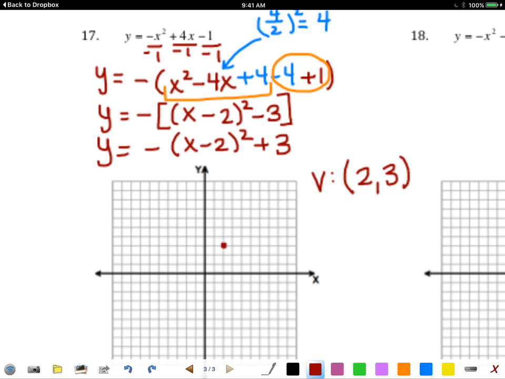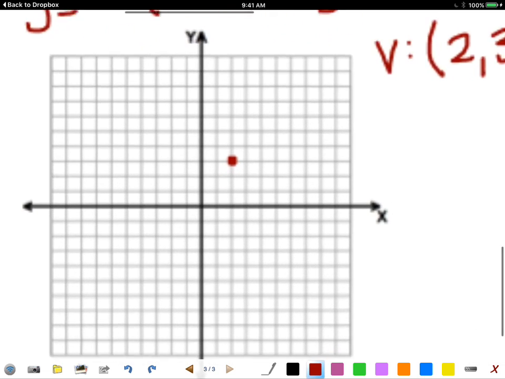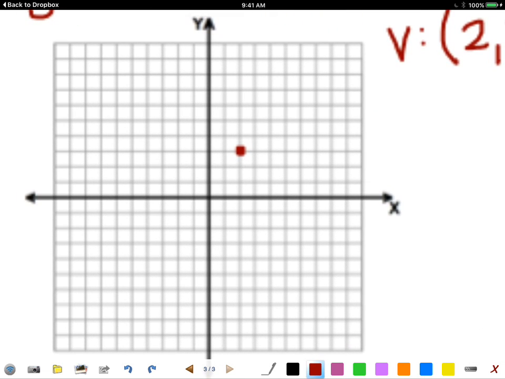Because of this negative out front, it means it's a sad face parabola. It's very sad. He's sad because it's not Friday. So we go down 1 and out 1, and down 3 and out 1. If you want to go more, down 5 and out 1. Okay, I'm going to stop right there, but you can continue if you want.